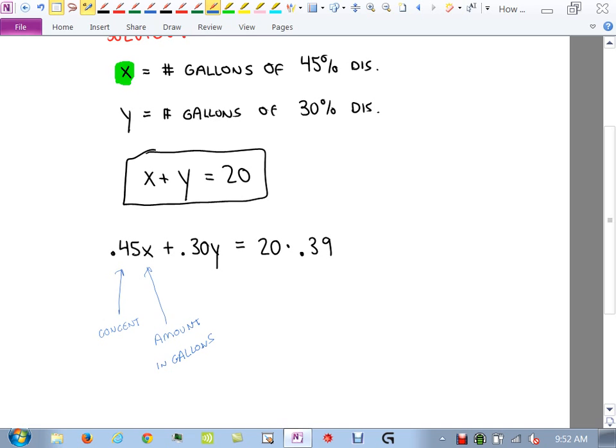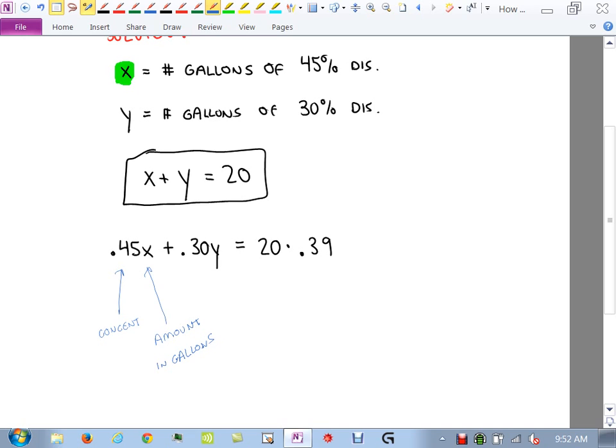Every one of these mixture problems is going to turn out that way. Your first equation is always going to be how much of each. The second equation is always going to be the concentration times how much of it you have, plus the concentration times how much of it you have, equals the concentration times how much you have at the end. Okay? Now, I'm not going to solve this, but you could take this the rest of the way, right? Doing what we just did.